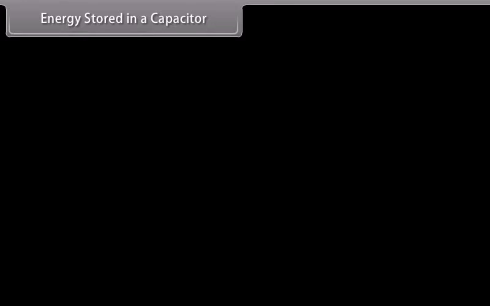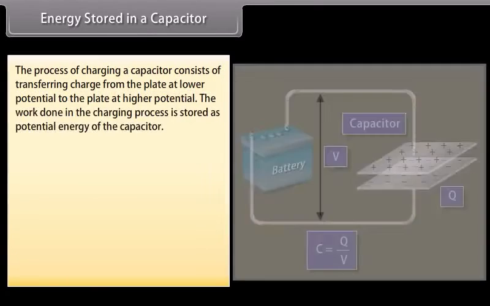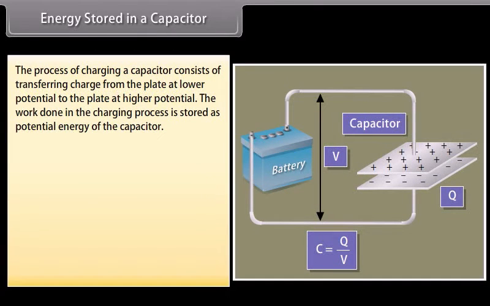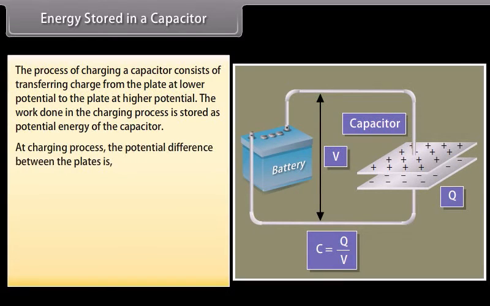Energy stored in a capacitor. The process of charging a capacitor consists of transferring charge from the plate at lower potential to the plate at higher potential. The work done in the charging process is stored as potential energy of the capacitor. During the charging process, the potential difference between the plates is V is equal to Q by C.